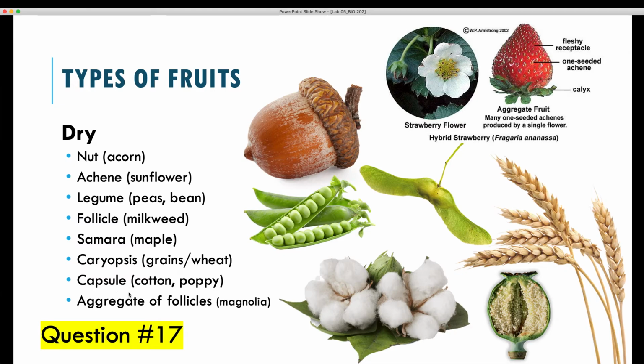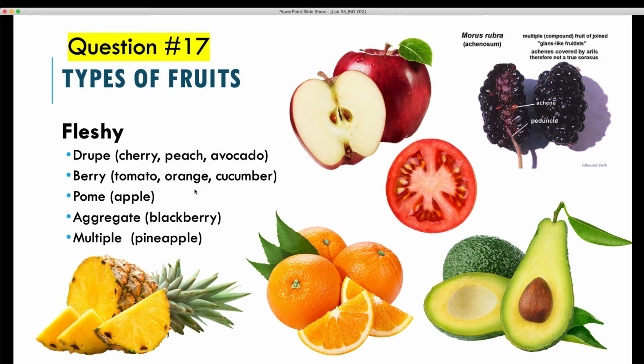Capsules like poppy capsules. So this is from a poppy flower. This is what swells up into the fruit. And then aggregate of follicles like in a magnolia. Okay. And then our fleshy fruits, you'll at least need to know a couple examples of either fleshy or dry fruits.